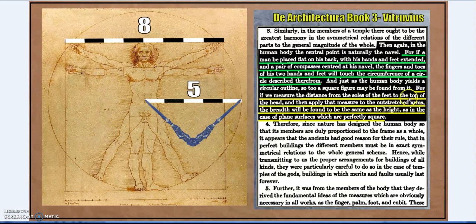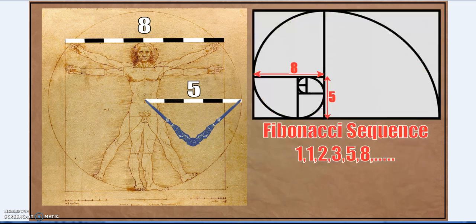Now, so the height of a man is equal to his outstretched fingers, making the radius of a circle 5 and the edge length of a square 8 to 5. Those are Fibonacci numbers, 1, 1, 2, 3, 5, 8. So there's a Fibonacci spiral, and that rectangle would be 8 wide to 5 high.